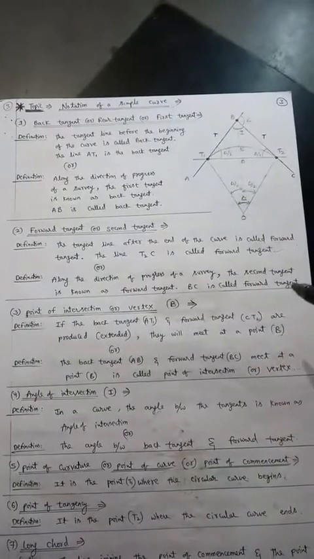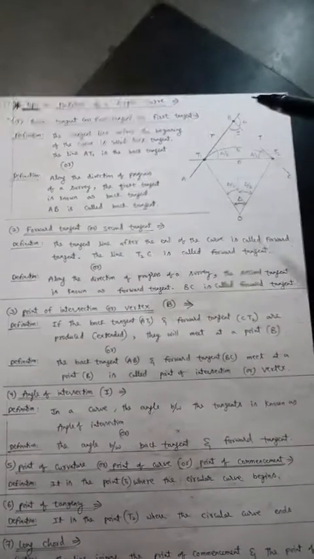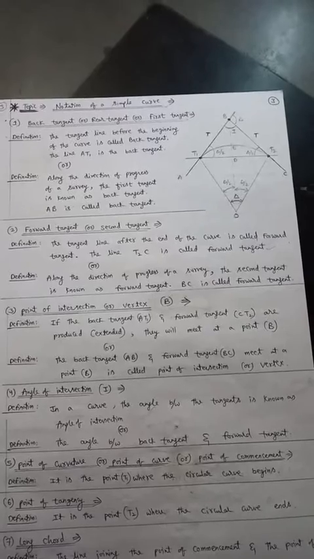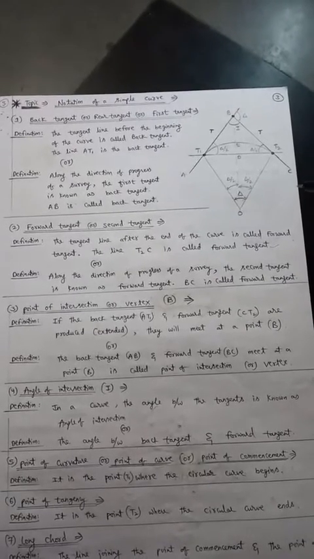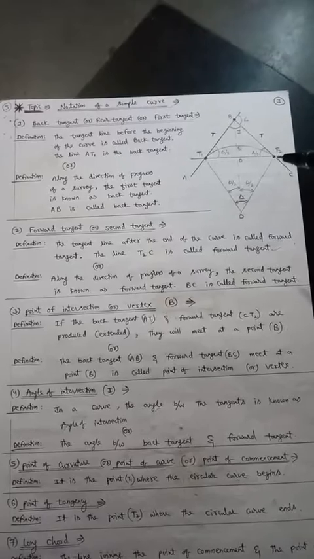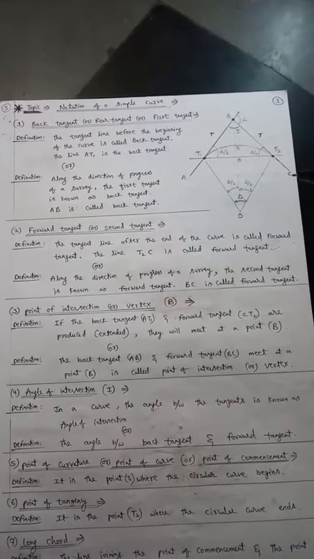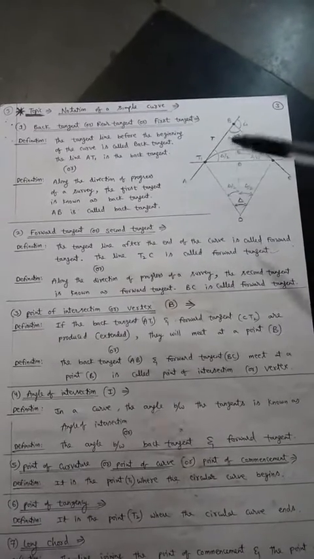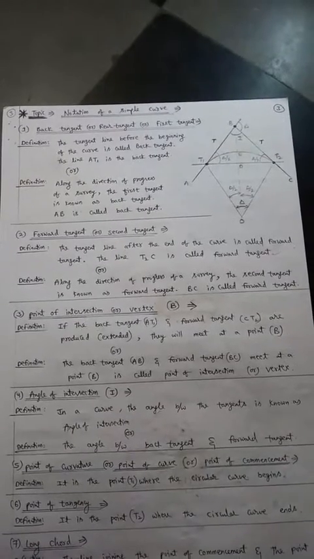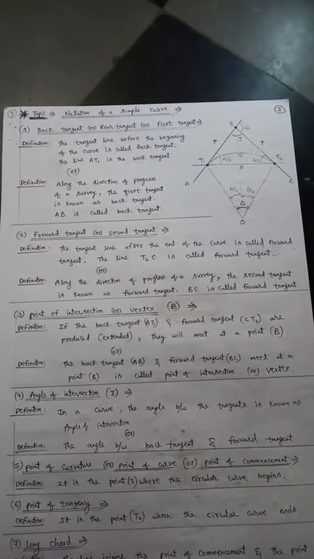BC is called forward tangent. So here BC, the B and C tangent line, is known as forward tangent. Or T2 to C is the forward tangent. So this tangent line is known as back tangent, and this is known as forward tangent.